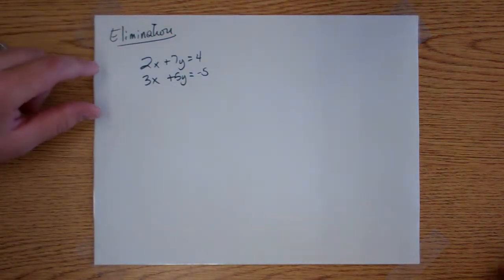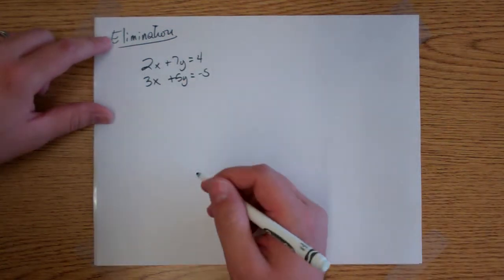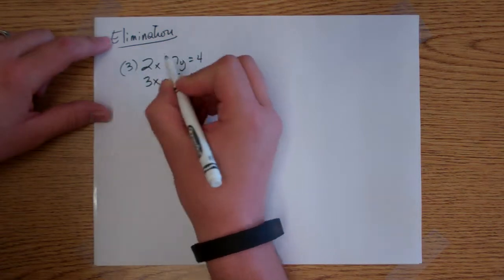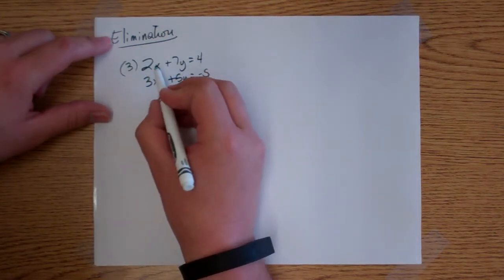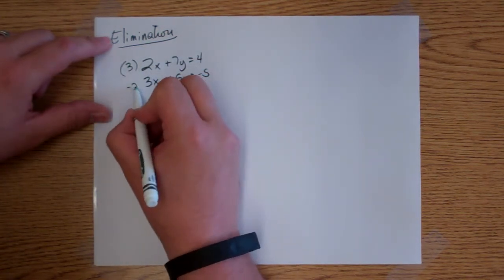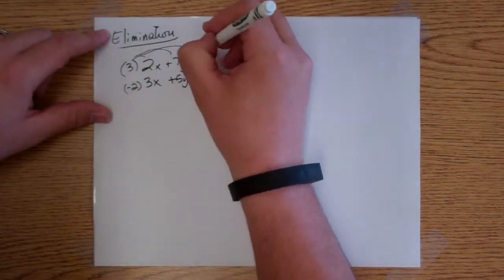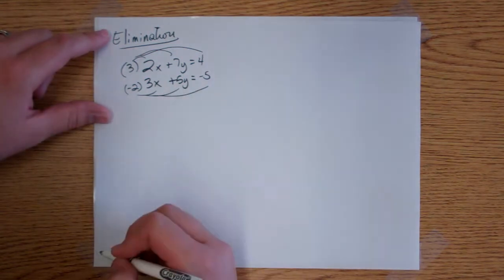What do I mean by that? Well, let's eliminate the x's. To eliminate the x's, let's multiply this one by 3, and that'll give us a positive 6x. Let's multiply this one by negative 2, so we get a negative 6x. And remember, you have to distribute this to all three terms.